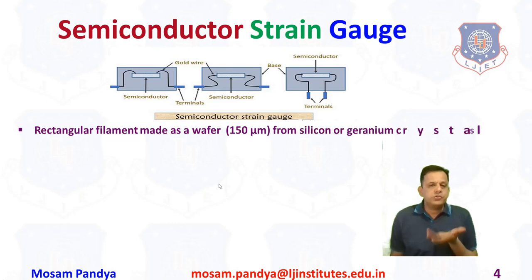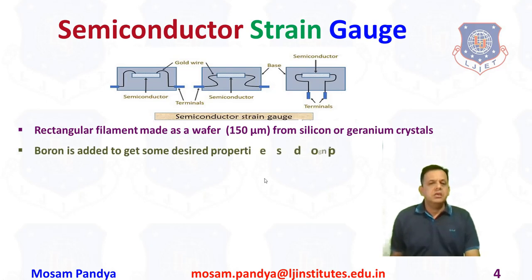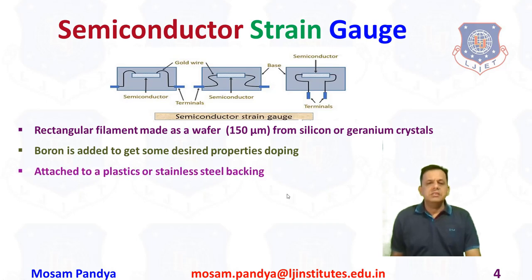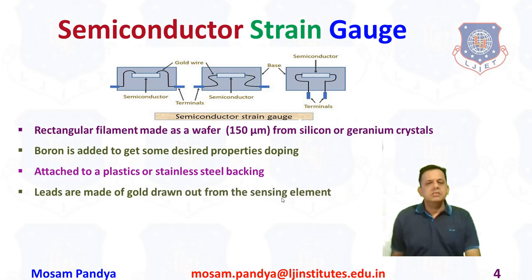So what is the basic process? A rectangular filament made as a wafer, like this, a semiconductor wafer of approximately 150 micrometer, which may be silicon, it may be germanium. Keep in mind, these are pure semiconductor silicon and germanium crystals, and we add boron for doping purposes. And once again, plastic or stainless steel, here we are using plastic, I say polyimide or bakelite material, as a backing. And once again, leads are made up of gold drawn out from the sensing element.